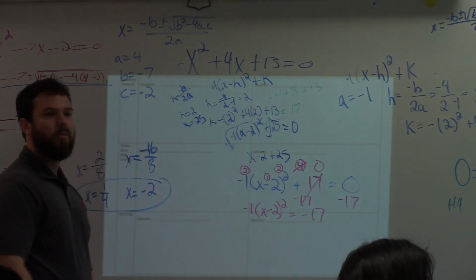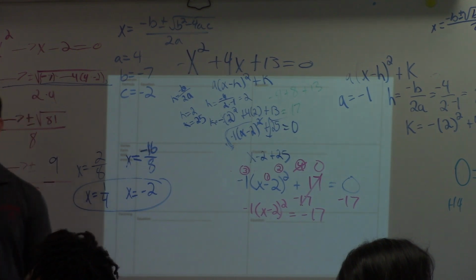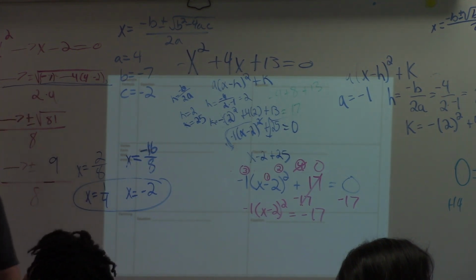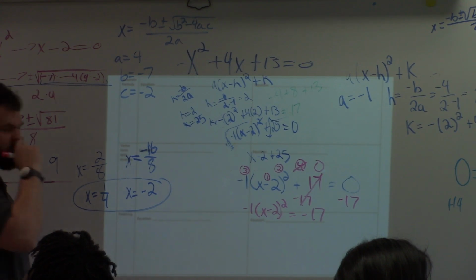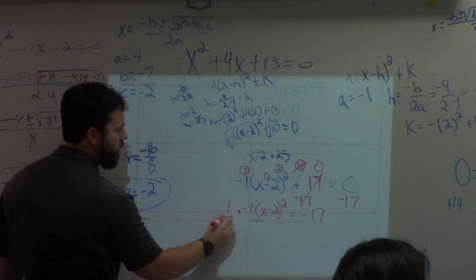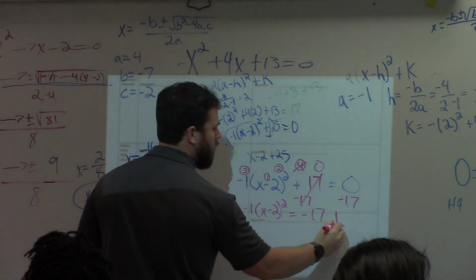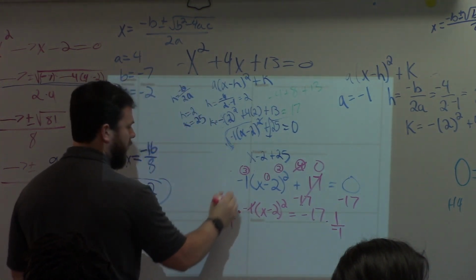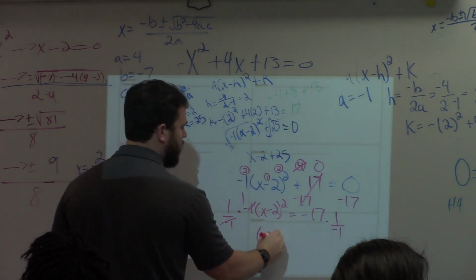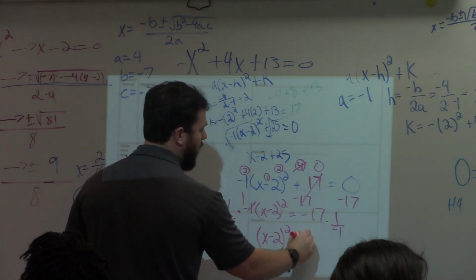And someone did bring up, well, Mr. Kinney, it's a 1, I didn't think I have to write it. And I get that thinking, but remember, -1 is the opposite of 1. It's not exactly the same as 1. I need that to be a positive 1. So I'm going to use my reciprocal to create a positive 1. I'm left with x minus 2 squared equals a positive 17.